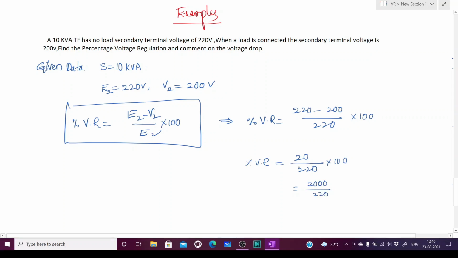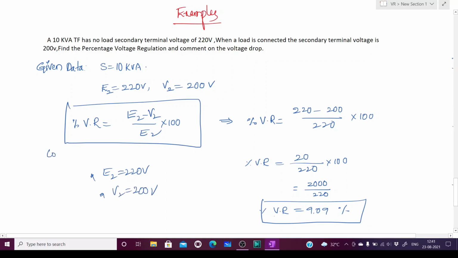Okay, what is its value? 2000 by 220, that is 9.09 percentage of voltage regulation. Voltage regulation is 9.09 percentage. So what is the voltage drop here? Earlier E2 is 220 volts. So when load is connected, it is reduced to 200 volts.